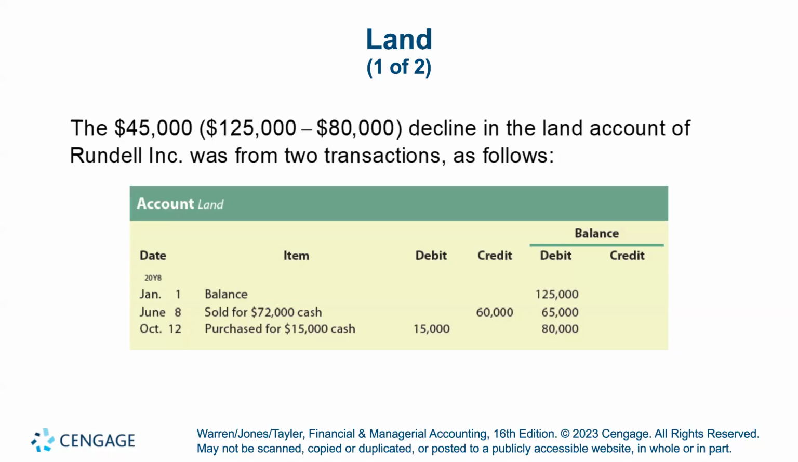But this is interesting, right? Because you can see that we only credited it 60,000. Can anybody tell me, make an educated guess, how we would sell land for $72,000 in cash, but only credit the land account, which is decrease the land account by $60,000?